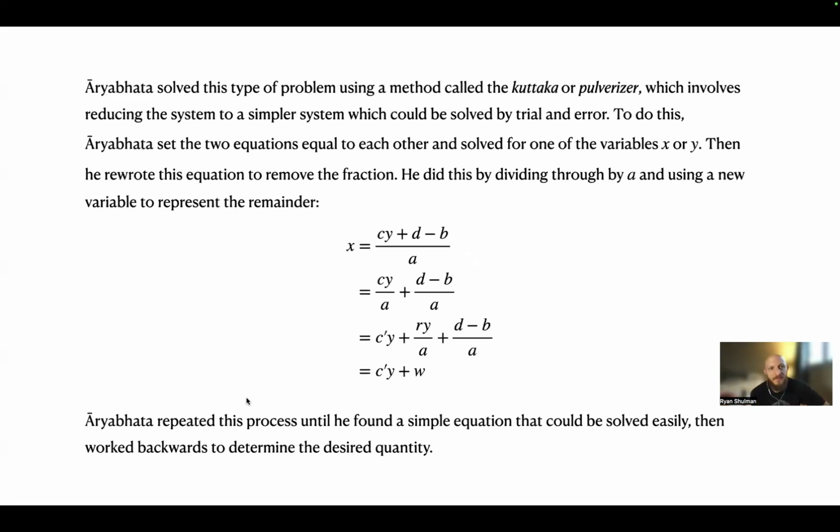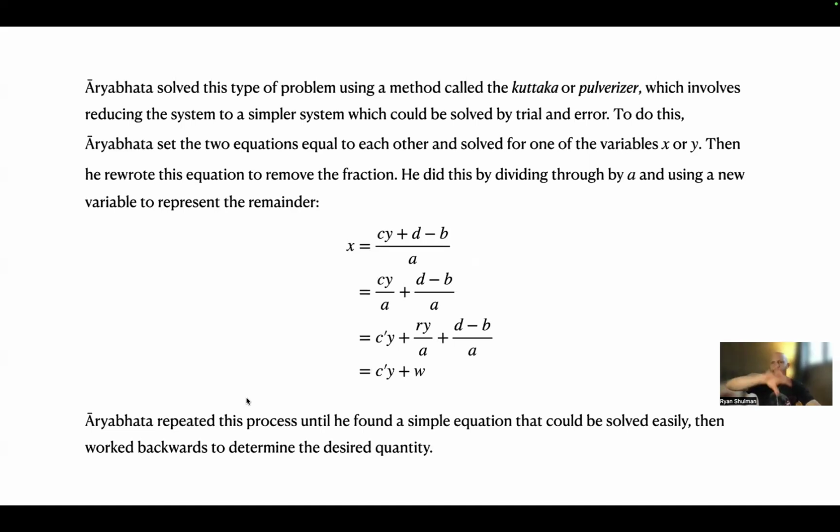So Aryabhata's method for solving this type of problem, he called it the kuttaka, or the pulverizer, which involves reducing the system to a simpler system that could be solved just through simple trial and error, a couple of guesses, and you get the answer. So to do this, what Aryabhata did is he set the two equations equal to each other. So ax plus b equals cy plus d.